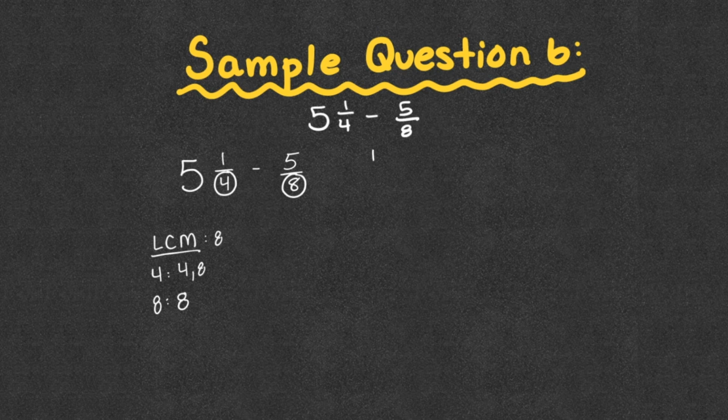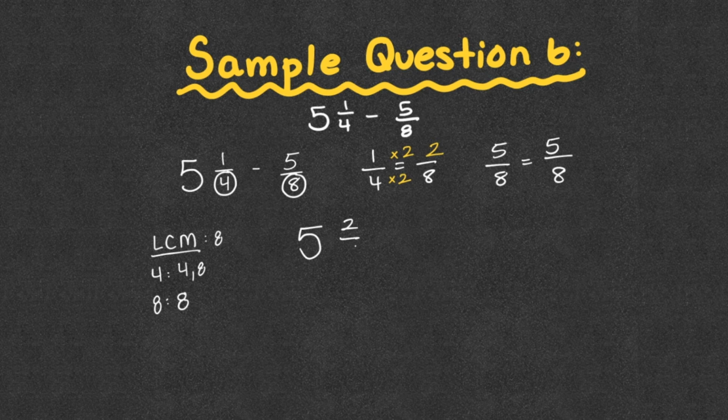So let's take 1/4 and make it out of eighths. We can also take 5/8 and make it out of eighths. 5/8 already is out of eighths, nothing to do. 4 times 2 is 8, 1 times 2 is 2. So we get 2/8. In this case now, we have 5 and 2/8 minus 5/8.